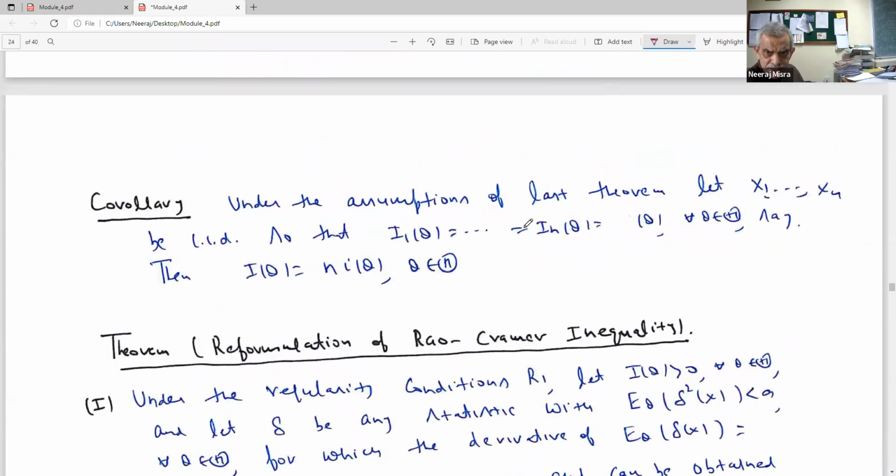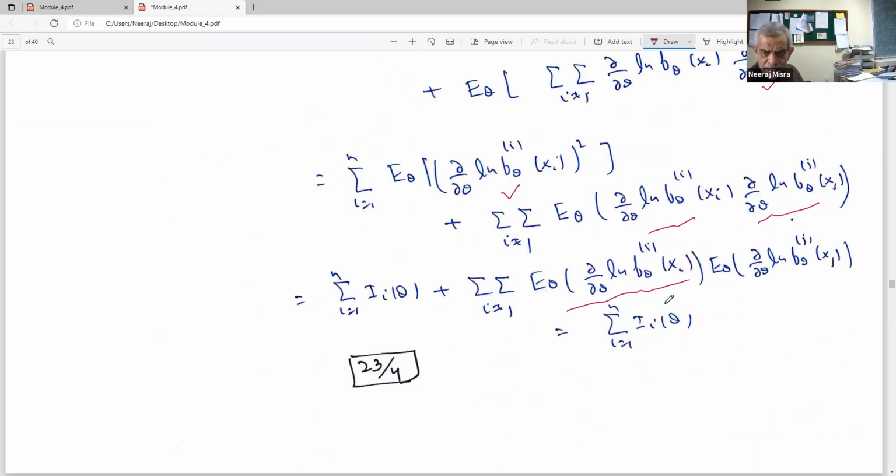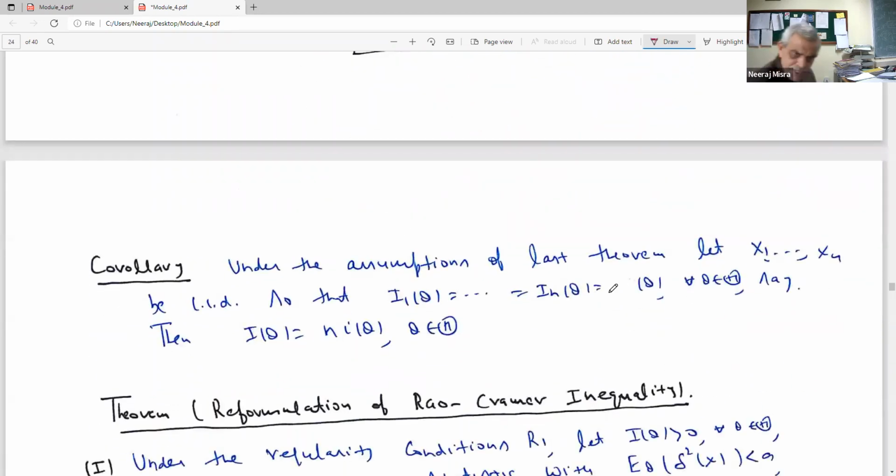Now, if they were IID also, then you know that these I i theta, which is the expected value of this quantity, since all xi's have the same distribution, would all be the same. So in that case, it would become simply n times the information contained in one observation. So under the assumptions of the last theorem, let x1, x2, ..., xn be IID, so that I1 theta is the same as I2 theta is the same as In theta, which is the same as I theta. Let me call this small I theta. Then the information contained in the whole sample is the same as n times I theta.